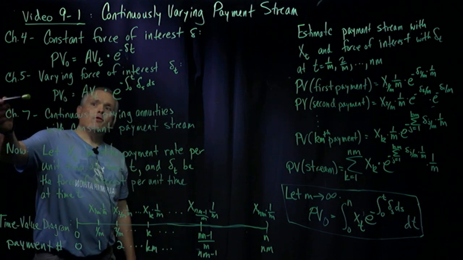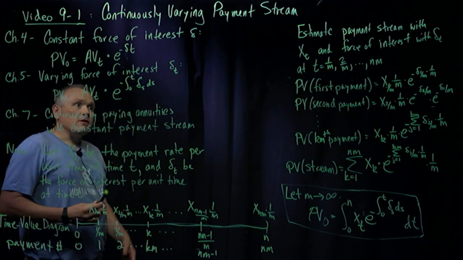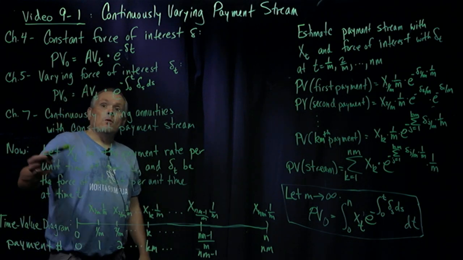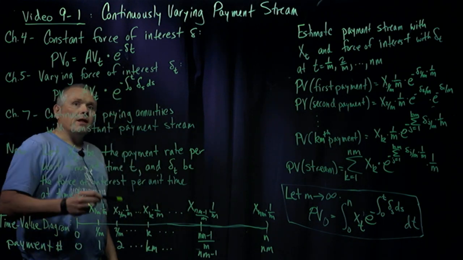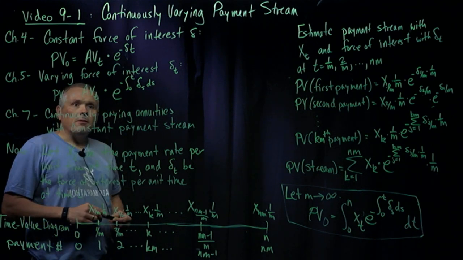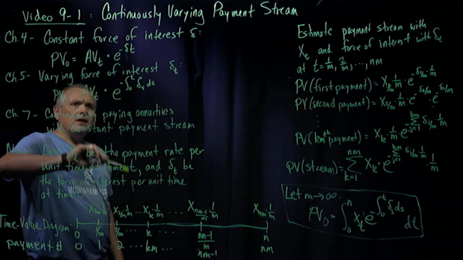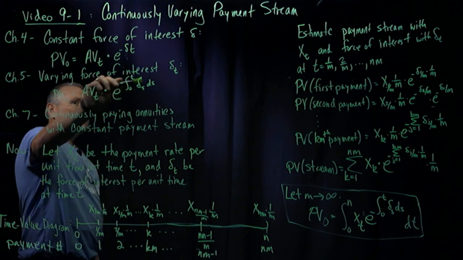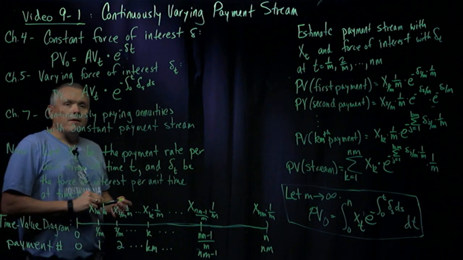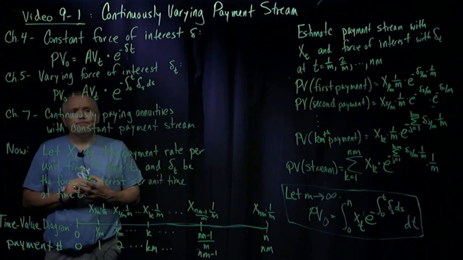In Chapter 5, you changed things up a little bit. You varied the force of interest with a delta t formula. So in that case, you took your chunk of money there at the end of the time, the t, and you had to bring it backward using that integral formula back to time 0. The only reason we have ds here rather than dt is because I used t for time, and I didn't want the variable of integration being the same as what was up in the limit of integration.